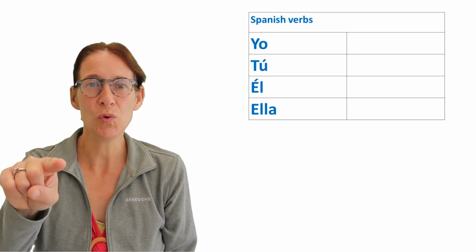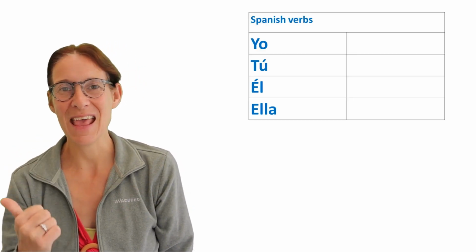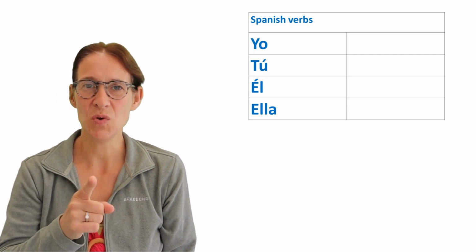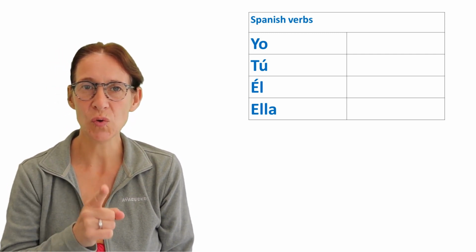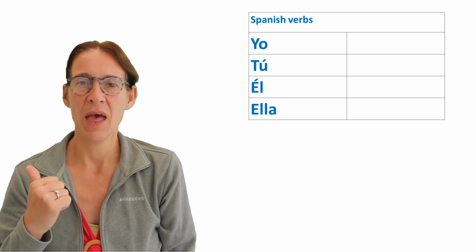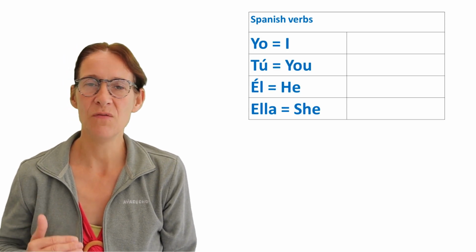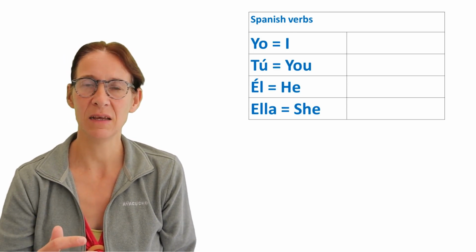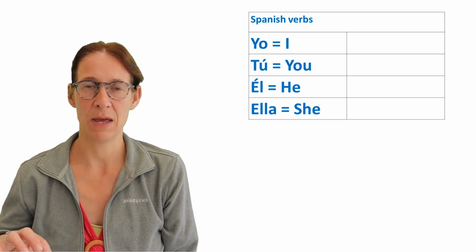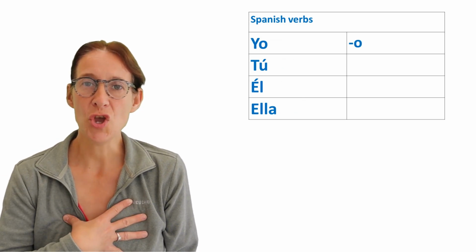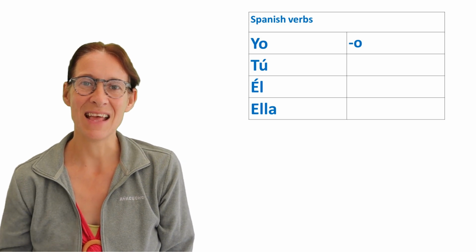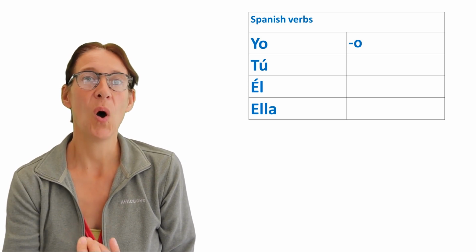In esta clase, we're beginning to look at how Spanish verbs work. Now, you already learned yo, tú, él, and ella. I, you, he, she. And in Spanish, the verbs have a different ending for each pronoun. So when it's yo, the ending tends to be o.